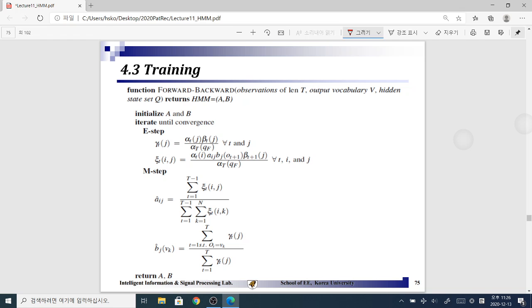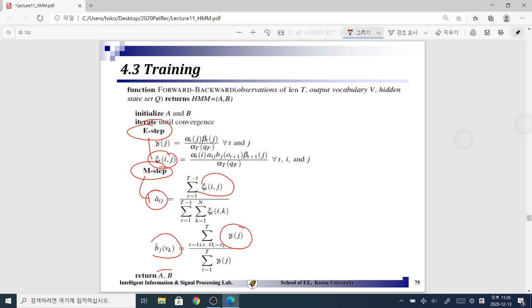So the training, once again, involves the E step as well as the M step. The E step obtains the state probability as well as the transition probability. The M step is the re-estimation of A sub ij using the psi, and B sub j, the emission probability, using the state probability. And we do this again and again until A and B, or the probability of the observation sequence, no longer change.